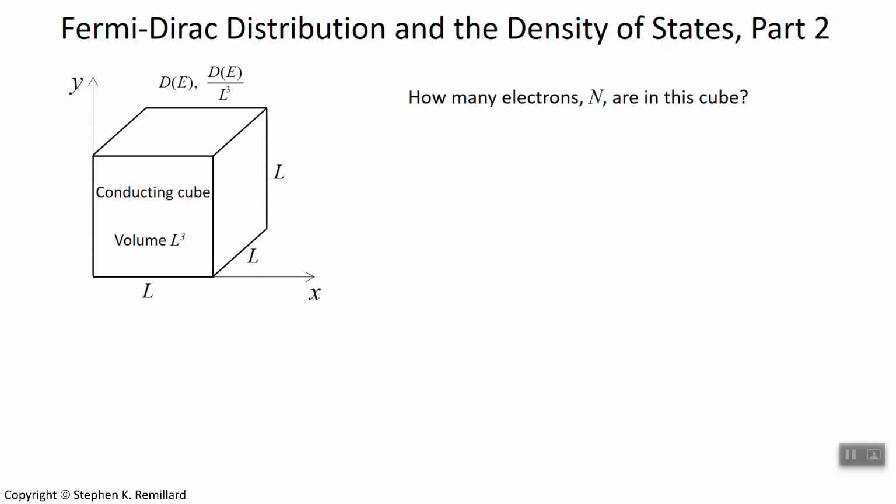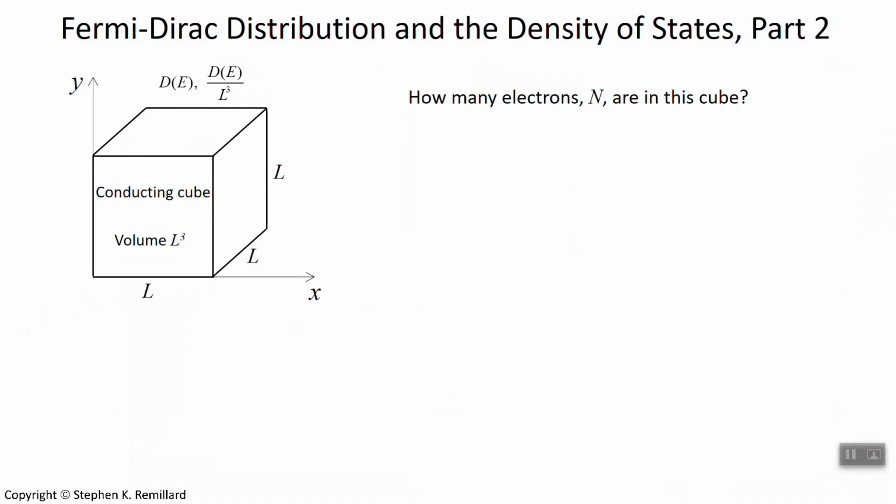It also makes sense to divide out the volume of the conductor, L cubed, up here to get the density of states per unit volume. I'll limit this treatment to the cube of dimension L by L by L because shape really has nothing to do with this. It's a property of the material.